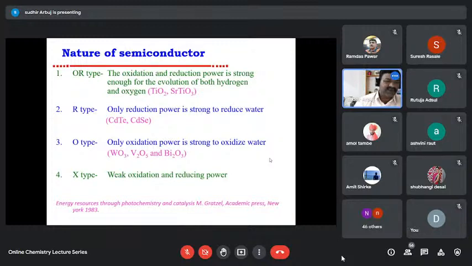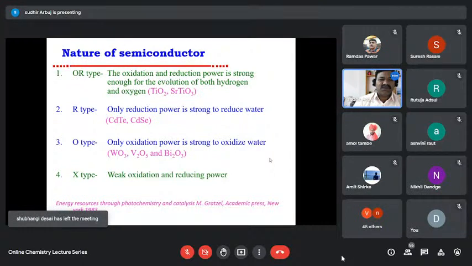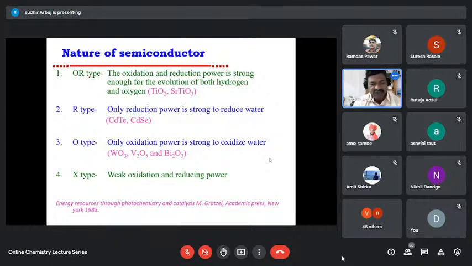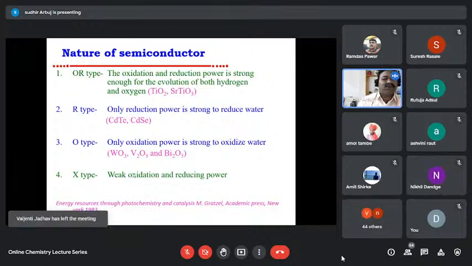Generally we have four types of semiconductor materials depending upon their band positions. First one is the H type, where both oxidation and reduction can happen. The oxidation and reduction power is strong enough for the evolution of both hydrogen as well as oxygen, such as TiO2 and strontium titanate. Second one is the R type, where only reduction power is strong enough to reduce water. O type, only oxidation power is strong enough to oxidize water. The X type means it has weak oxidation and reducing power. This X type comes with low band gap materials, around 1.5 to 2 electron volt. And the most useful nature of semiconductor is the H type.